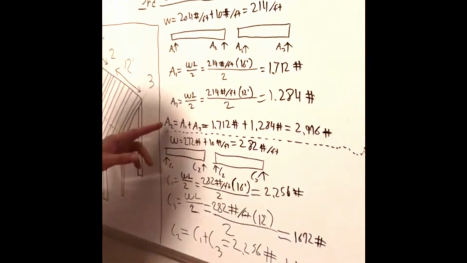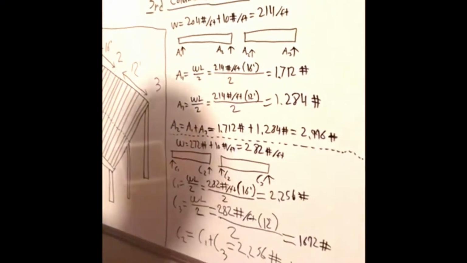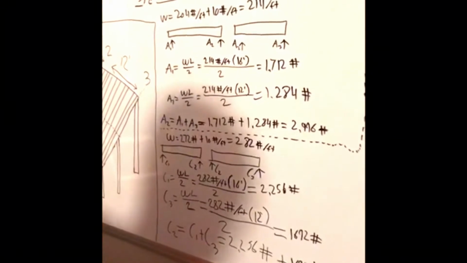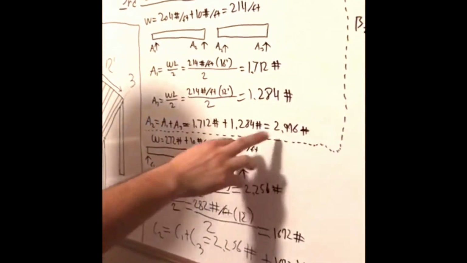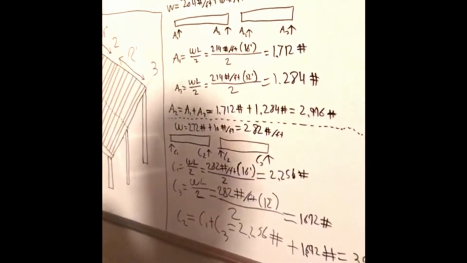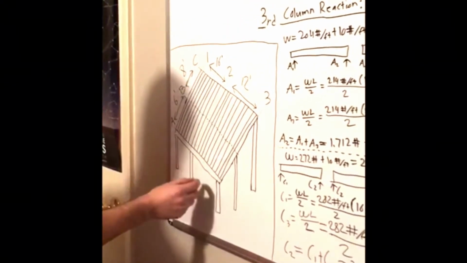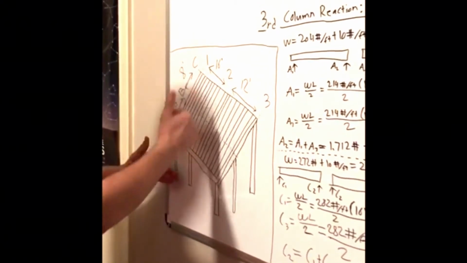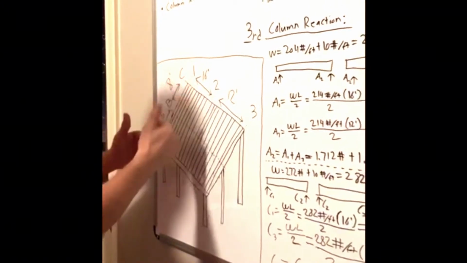And to find A2, A2 is equal to A1 plus A3. So to find A2, all we have to do is add the 1,712 pounds and the 1,284 pounds. And once we add those two together, that's going to give us 2,996 pounds, and that is going to be our A2. So what we just did is we found each one of those grid points for this whole row of columns for A. Now I like to skip B personally and move to C, because you're going to need C and A to find B.